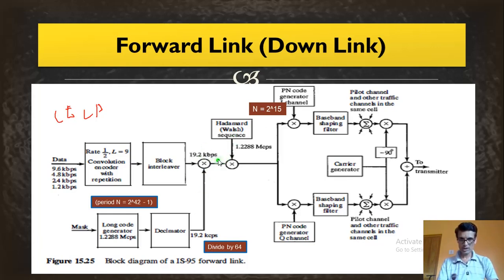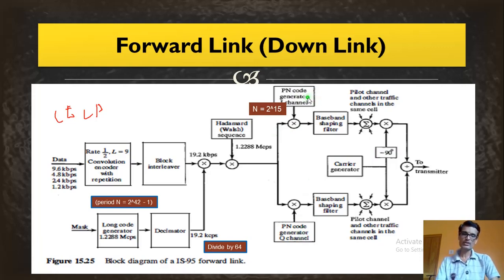This is the product of these two. Here we get 19.2 kbps, and it is again expanded. The data is expanded to 1.2288 megabits per second. This is then given to two channels over here. One is the I channel, the other is called the Q channel, for modulation purposes. Just look at this again: I am showing one PN code generator for the I channel and one PN code generator for the Q channel.